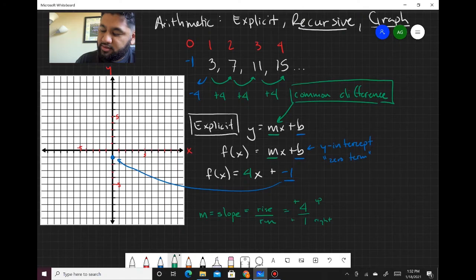If the number was negative, you would go down for the rise or left for the run. But neither one of them are negative, so we don't have to worry about that right now. So our slope gets counted like this. We're going to go up from this dot: 1, 2, 3, 4, and over 1.